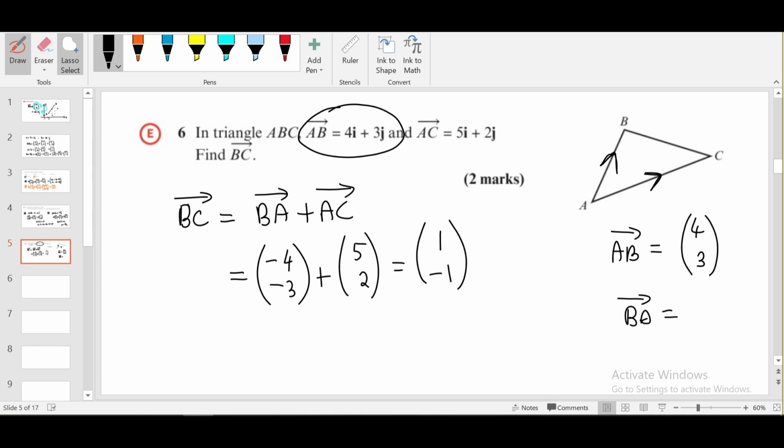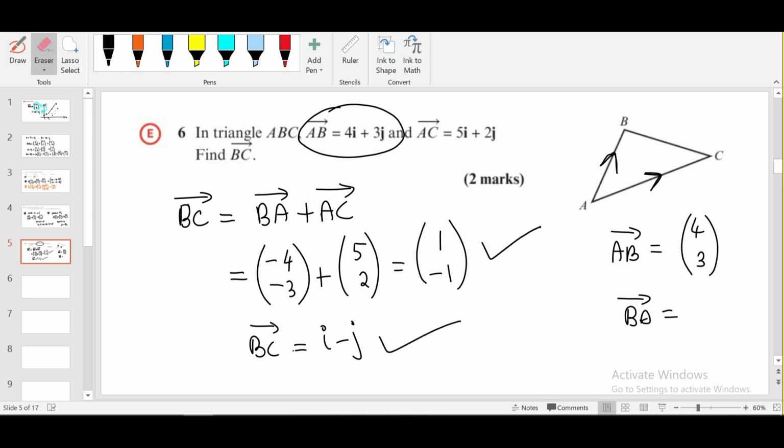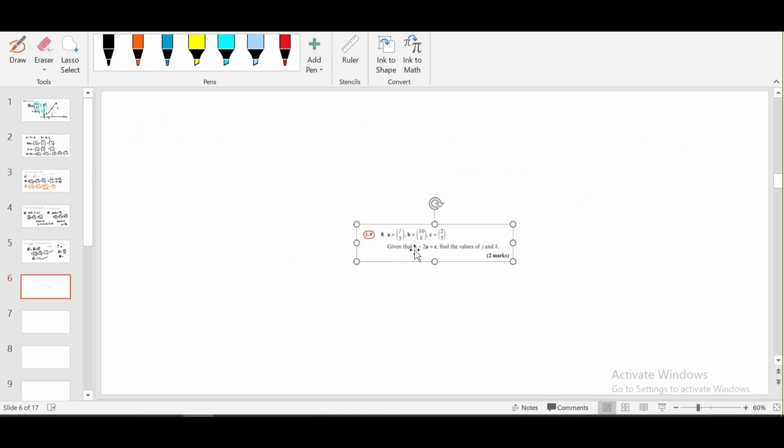That's the vector BC. You can write it in the column vector form, or you can write it in this form also: i minus j, 1i minus 1j. Understand? Both are correct. Take note of it, please. Look at this one now.